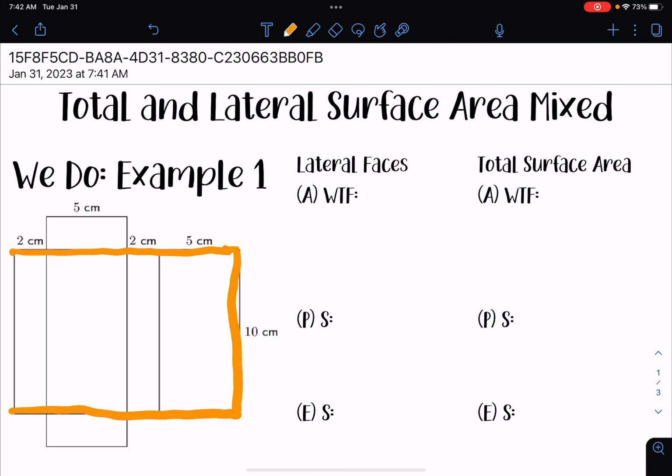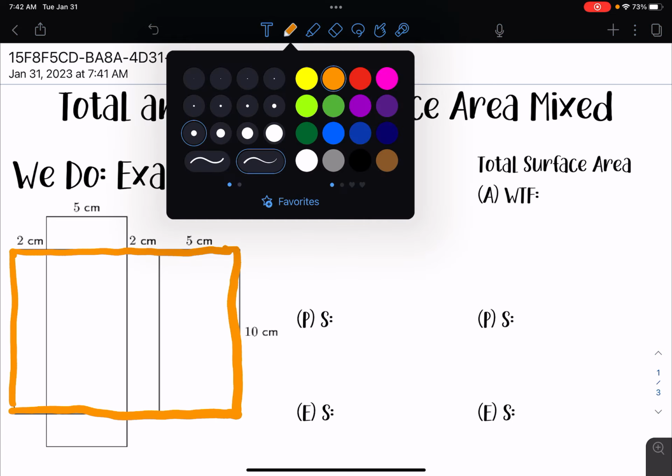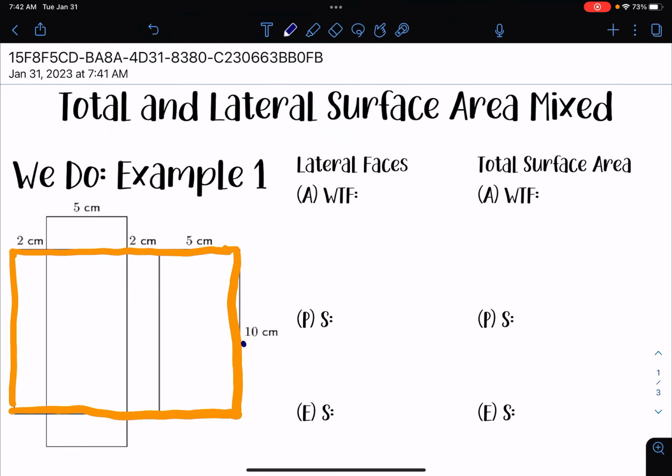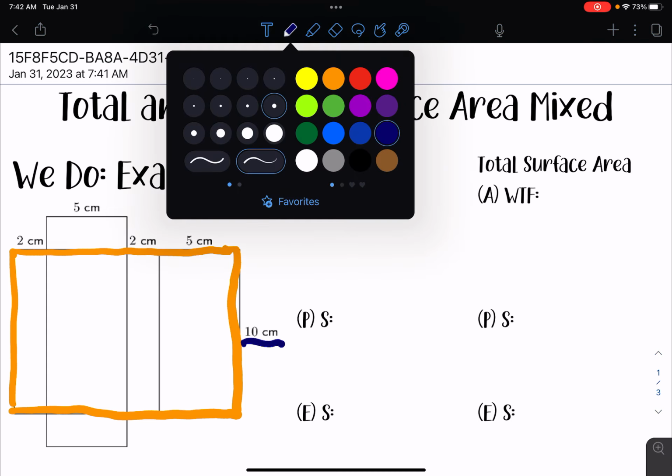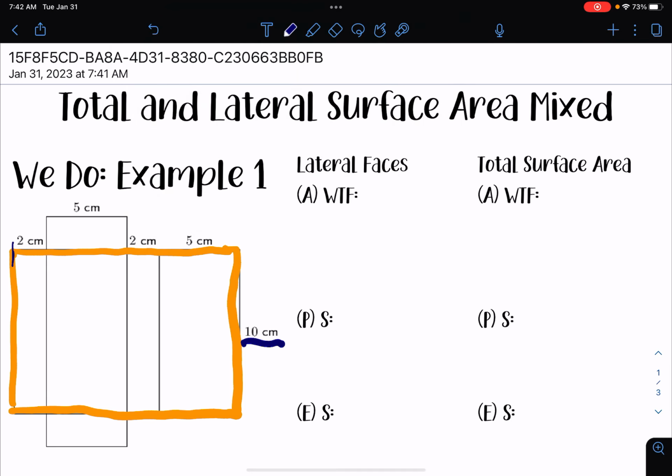All right. Since we have one large rectangle, we need to go ahead and find our measurements. We know that this side here is 10. We need to find this side here. Well, it needs to be the whole side. But we know that from here to here it's 5, and from here to here it's 2, and then you have 5 again and 2.